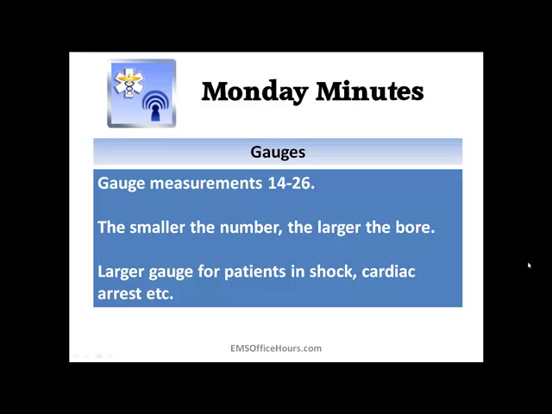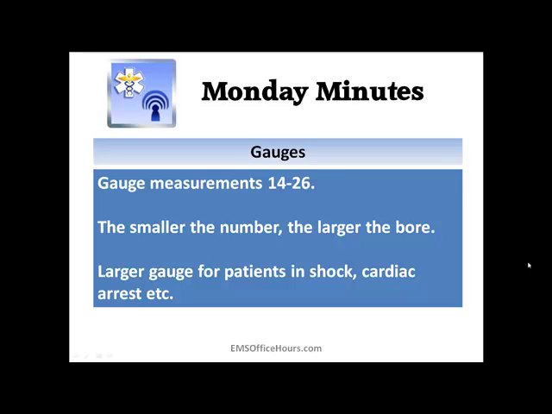Again, key elements you're going to see on exam when they ask you the ranges of gauge measurements. Okay. Now, this one thing that might be easy for you to recall is that the smaller the gauge measurement, like a 14, the larger the bore, the larger the needle. Okay, the wider it is for fluid and medication to get through. Okay, normally you're going to use those larger gauges, those 14, 16 gauges for patients that are in trauma, type shock, maybe cardiac arrest. Patients that need a lot of fluid. You'll go with the larger gauge.